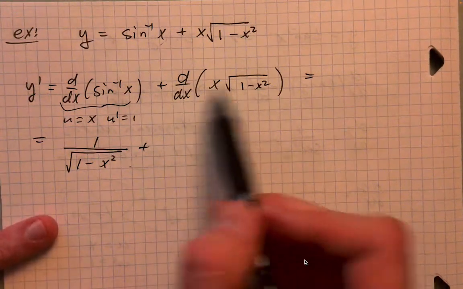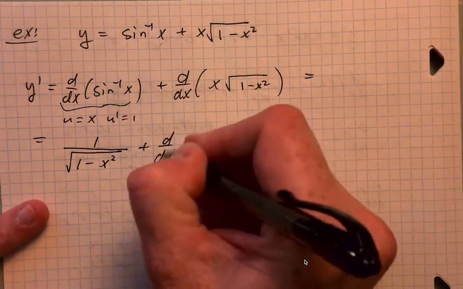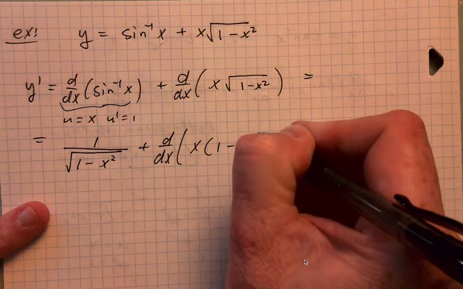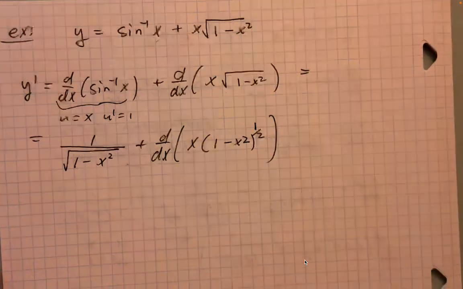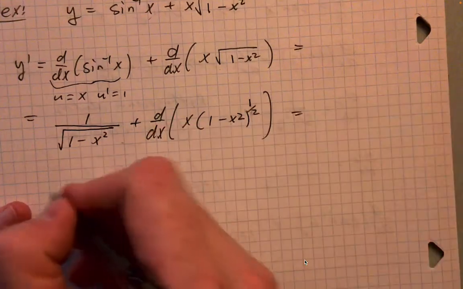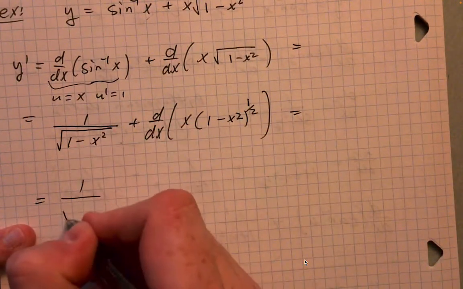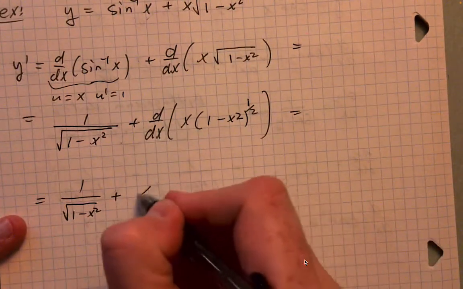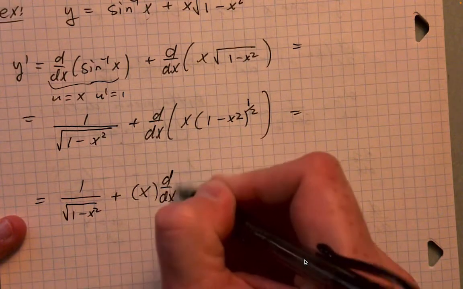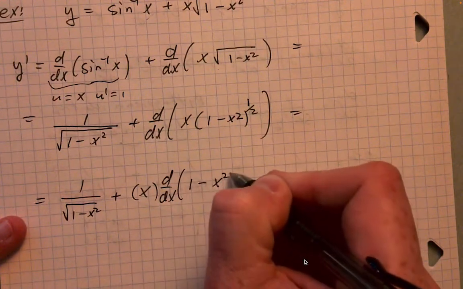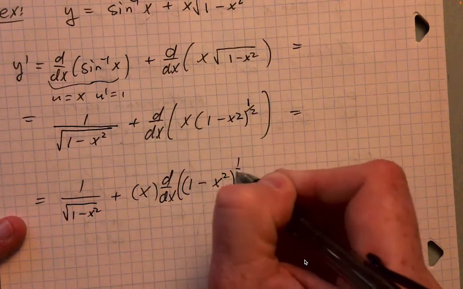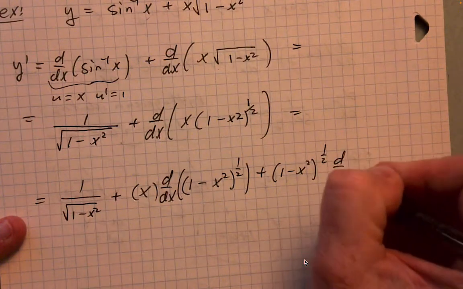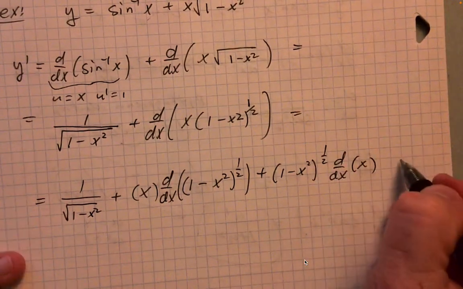All right, now this is going to be the product rule. I'm going to rewrite it though. So this will be x, and then it'll be 1 minus x squared to the 1/2 power. We're going to use that kind of an approach here. And so the trig piece is out front. And then this guy here will be x times d dx of 1 minus x squared to the 1/2 power plus 1 minus x squared to the 1/2 power times d dx of just x. Okay.